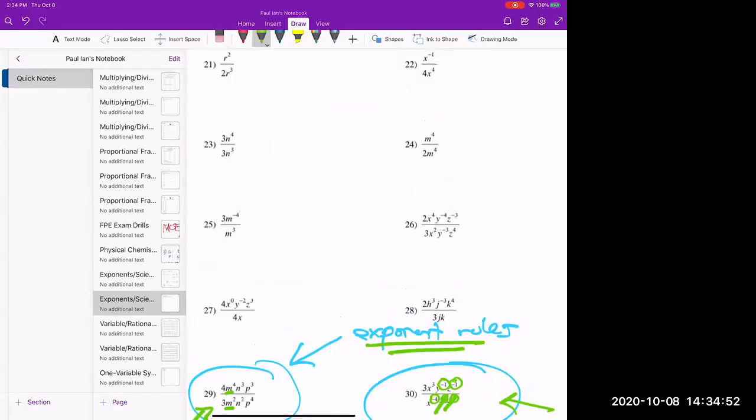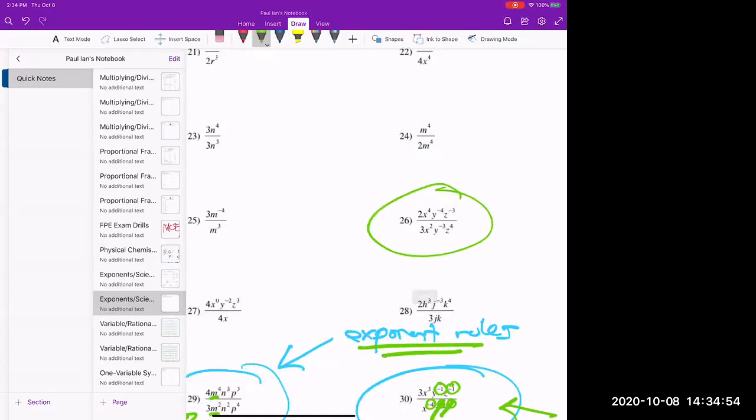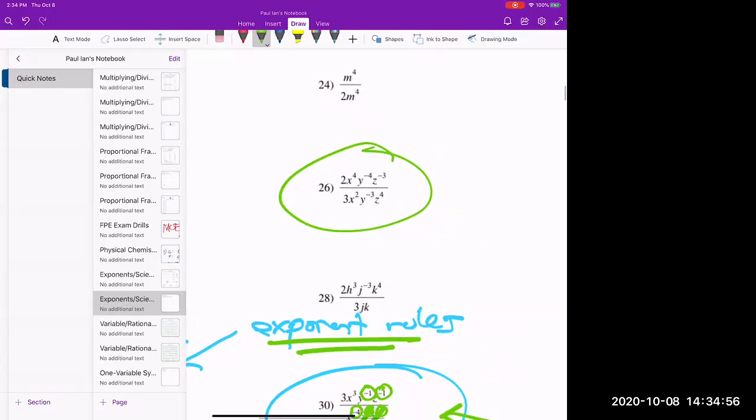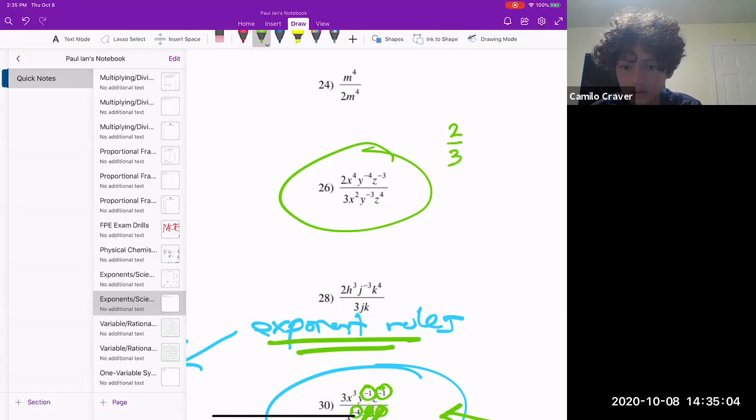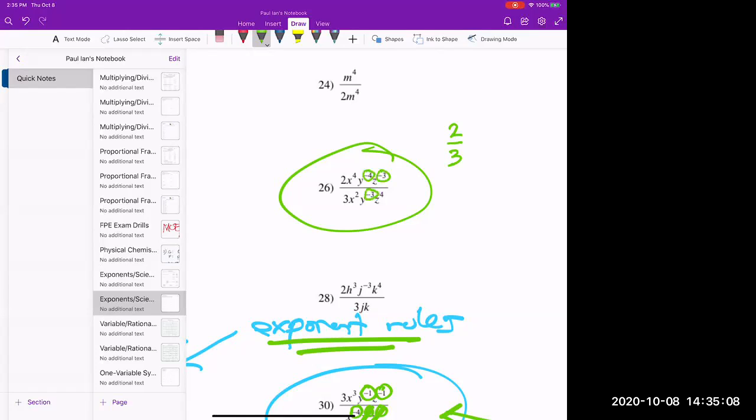Why don't we just do one right here? Let's do this guy. The negative exponents really mess with you. What do you do first? Switch the negatives. Okay, good. So you switch the negatives. Let me rewrite this. So x to the 4th, x squared. You put y cubed up top, and then y to the 4th.